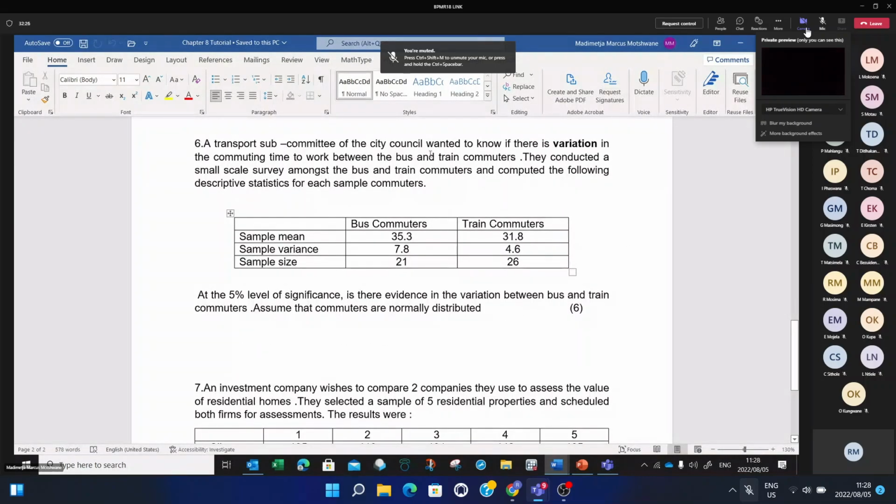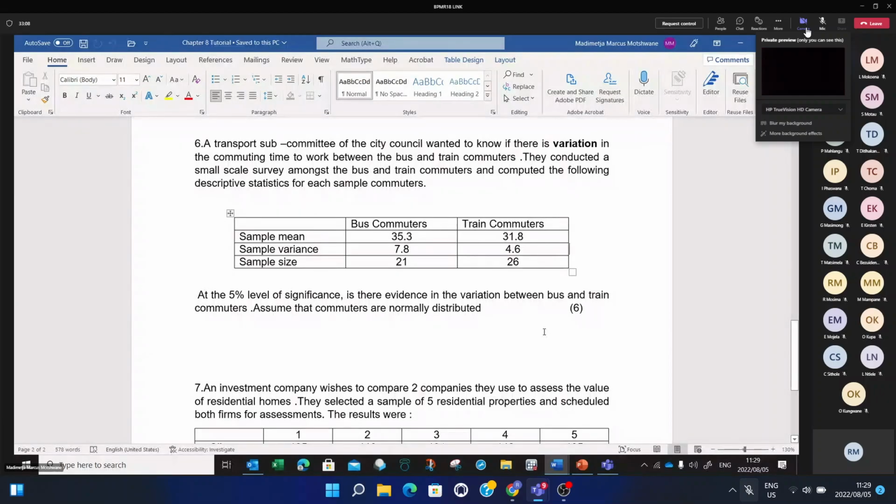A transport sub-council wanted to know if there is a variation in the commuting time to work between the bus and train commuters. They conducted a small-scale survey amongst the bus and train commuters and computed the following descriptive statistics for each sample: the sample means, the sample variances, and the sample sizes. At 5% level of significance, is there evidence in the variation between bus and train commuters? Assume that the commuters are normally distributed.